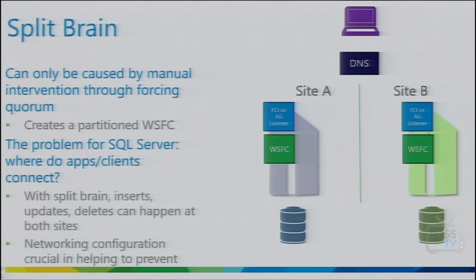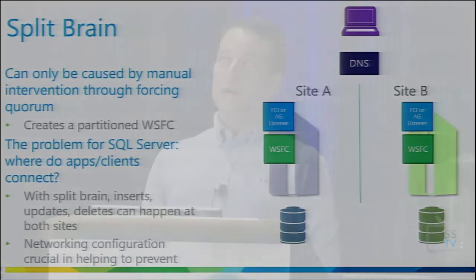Now, the unfortunate thing there is that the availability group listener is one of the biggest benefits of availability groups, because it abstracts where things are running behind the scenes. However, in the split brain scenario, the listener can become a liability.